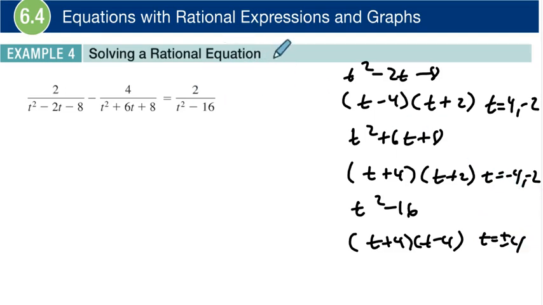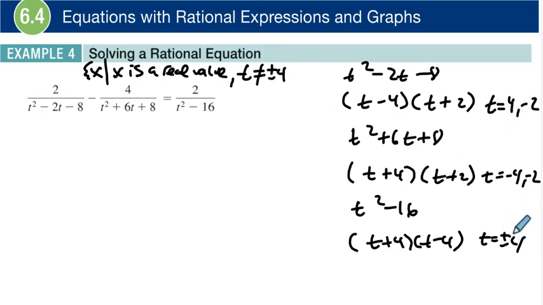So what are all of these values that t should not be equal to? Remember, our domain is going to be all real values where t is not equal to plus or minus 4, so that takes care of that 4 and that 4, but then also negative 2. Okay, and we always want to start with that.